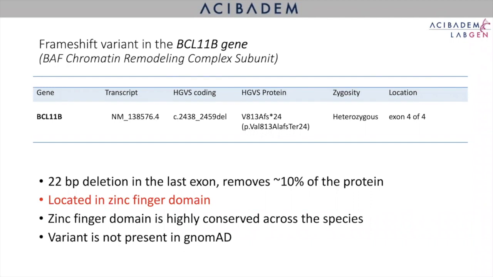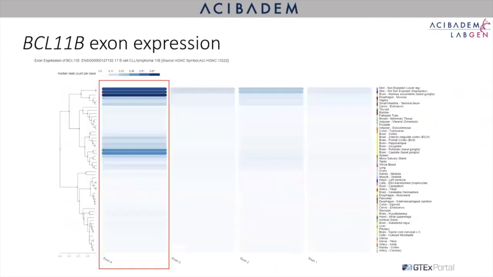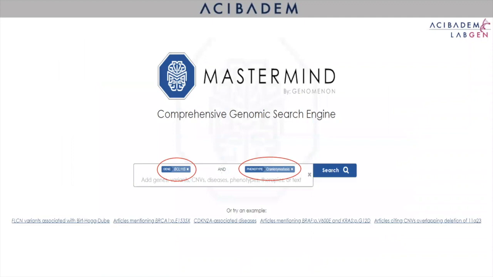Here is the constraint matrix for BCL11B from the gnomAD database. From the missense Z-score and pLI score, we can conclude that this gene is not very tolerant to variation. And here is the exome expression profile of BCL11B from the GTEx portal. Our frameshift variant is in exon 4, and exon 4 is highly expressed in some regions of brain and skin, and this indicates the importance of this region. All this information together suggested that this variant has the potential to be relevant.